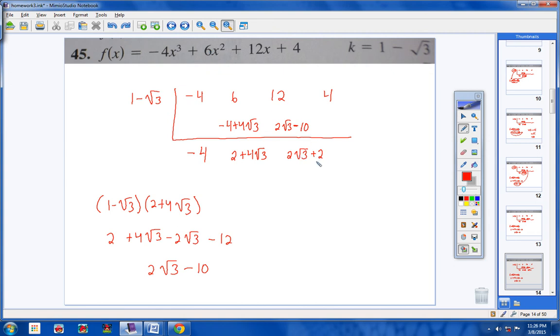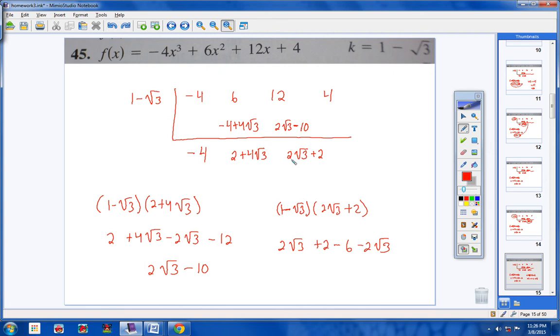12 minus 10 is 2. Now once again we have the ugly mess of taking a binomial times a binomial. Okay? So it'll look like this. Binomial times a binomial. So we take the 1 and we multiply it through. Take the square root of 3 and multiply it through.